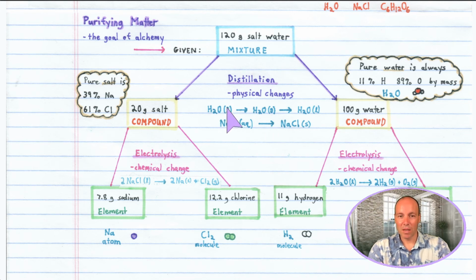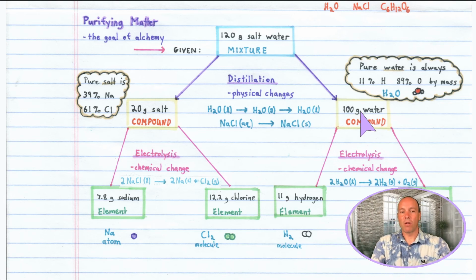So you can see the chemical equations here describing the process of distillation. What happens to the water? You have two chemical equations, this one and then this one, and then the salt, there's one chemical equation. So it turns out in this mixture of 120 grams salt water, there were 20 grams of salt and 100 grams of water.